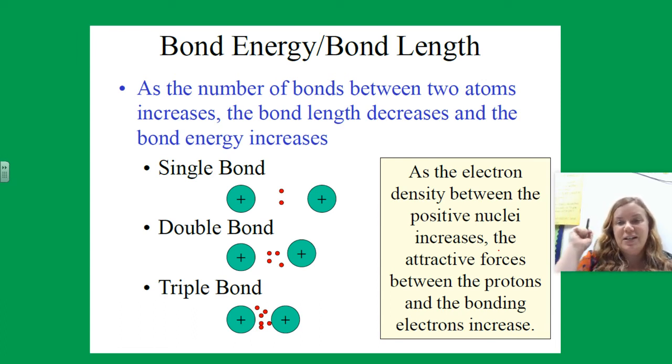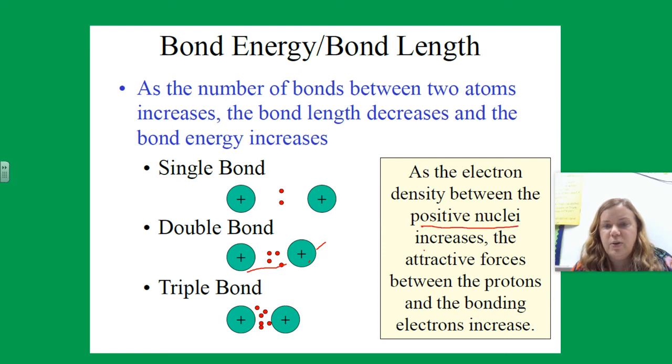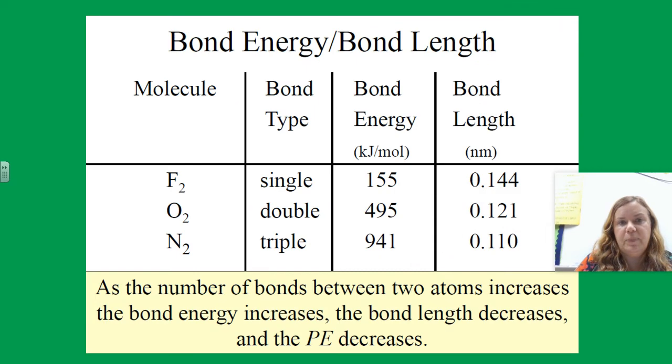But as the electron density between the positive nuclei increases, the attractive force between the protons and the bond electrons increases. So you have to think about this. As the electron density between the positive nuclei increases, so we get more electrons between them, the attractive forces also increase. Well, that makes perfect sense. Because you've got more electrons between them, there's going to be more attraction because those electrons are going after the nucleus of the other atom.